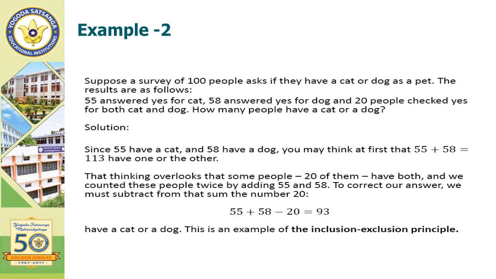we get 55 for the number of people holding a cat, 58 for the number of people who have a dog, and minus 20. The 20 is common to both, that is, the people who have both dog and cat. The total number of persons that have either a cat or dog is 93. In this way, we can calculate the total number of persons that have pets.